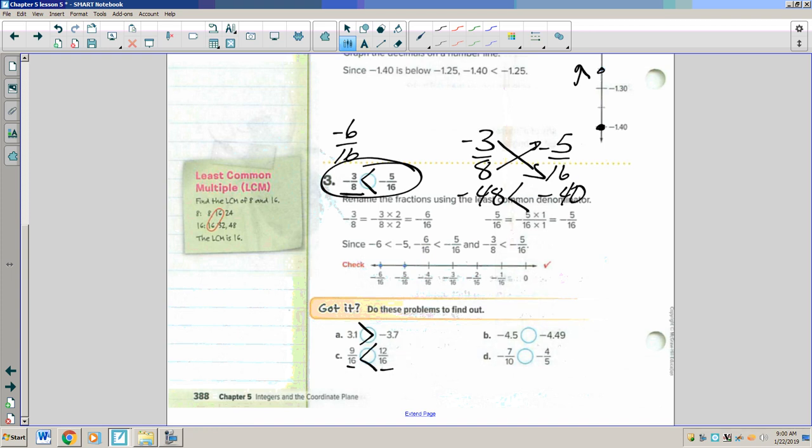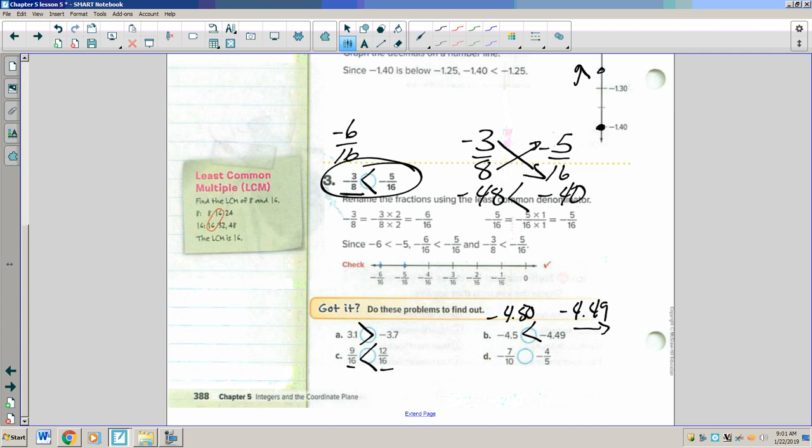Negative 4.5, add the 0. Easier to see, negative 4.49. This one is farther right on the number line. Negative 4.5 is less than negative 4.49.